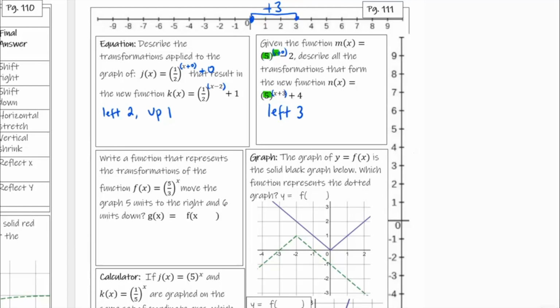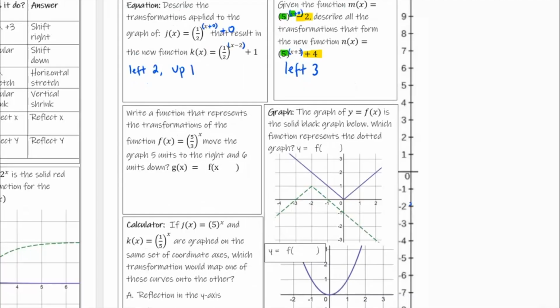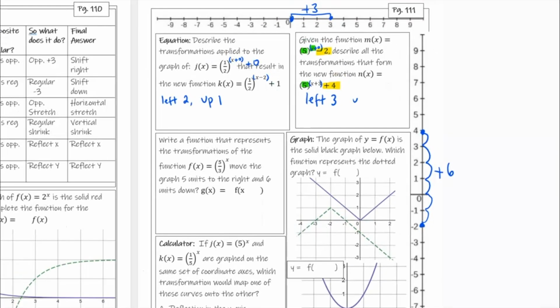Then we're going to look at the y. What has changed with the y? It goes from -2 to +4. So let's do that on the y-axis and see what happens. From -2 to +4, I start at -2. I'm going to go 1, 2, 3, 4, 5, 6. I'm going to go up 6. And y is regular, so that's correct. So the transformation from m of x to n of x is left 3 and up 6. And again, I can type this into the calculator and double check it, but remember, we're doing this without our calculator to get some time back.